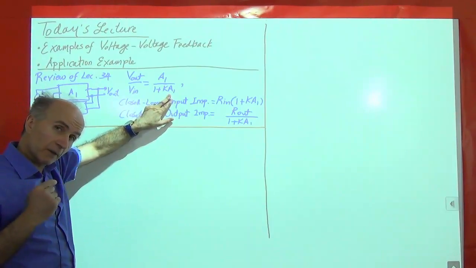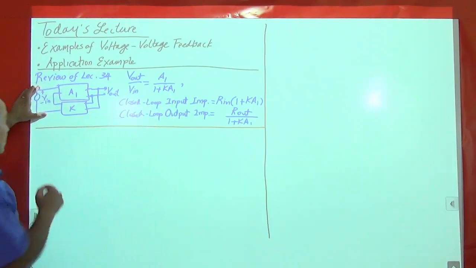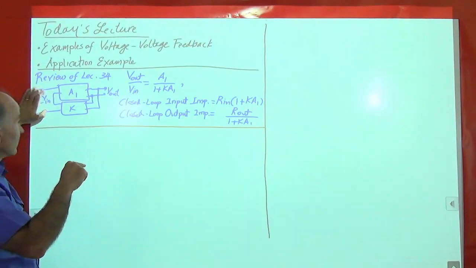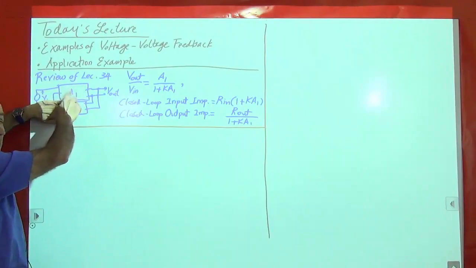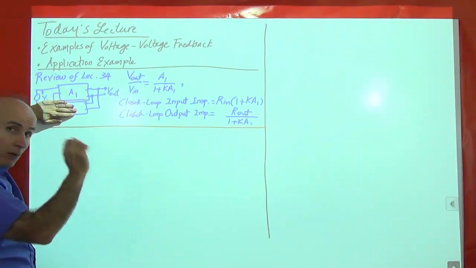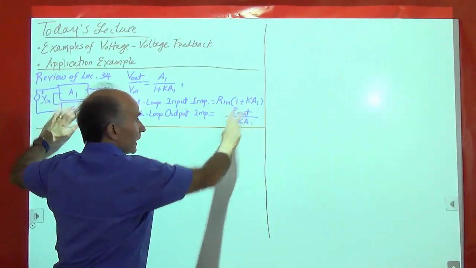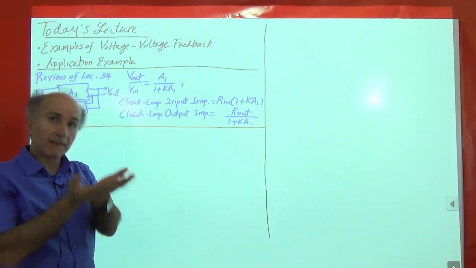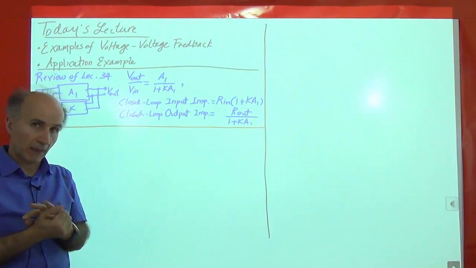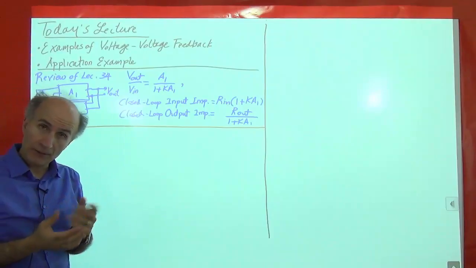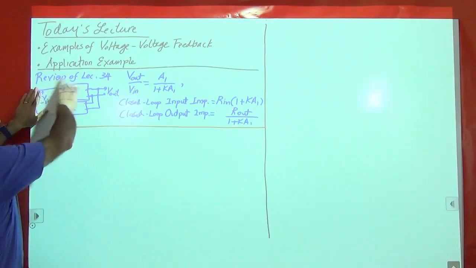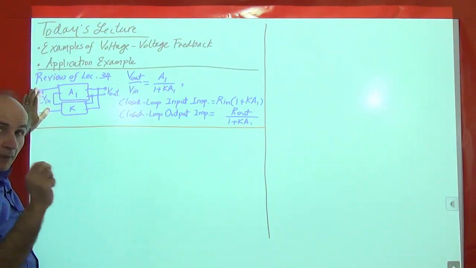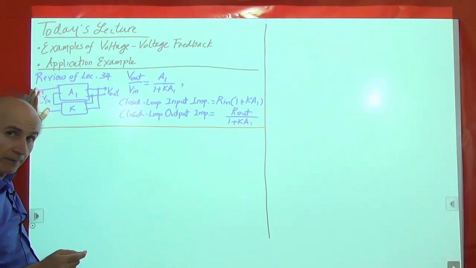But also we discovered that the input impedance of this whole circuit is equal to the input impedance of the original amplifier, the open loop amplifier, multiplied by 1 plus the loop gain. So as a result of negative feedback, we have raised the input impedance by a factor of 1 plus K A1, and that's a good thing because now this new circuit is a better voltage sensor, better voltage amplifier, because its input impedance is higher.